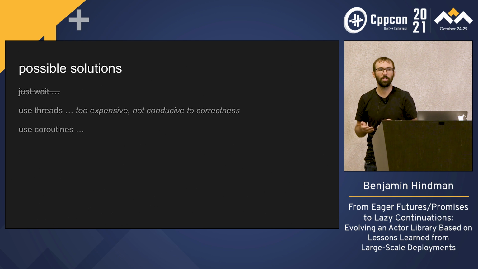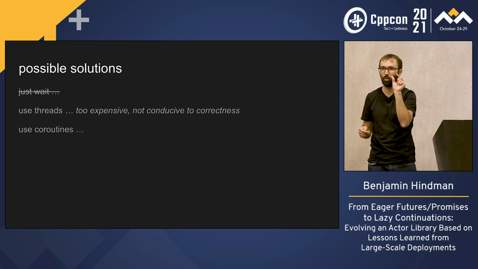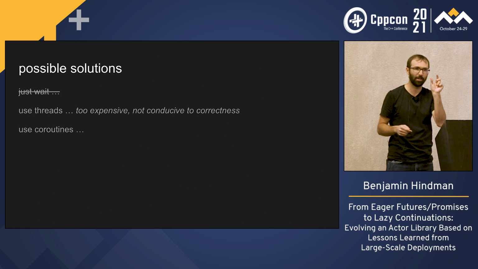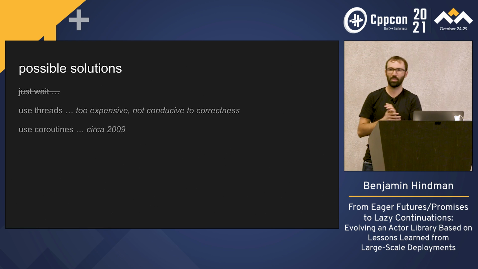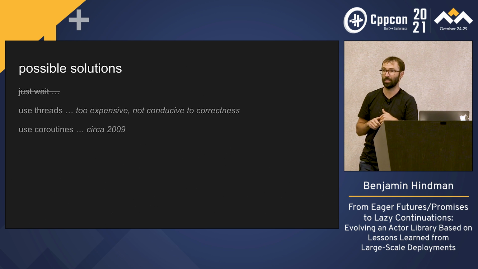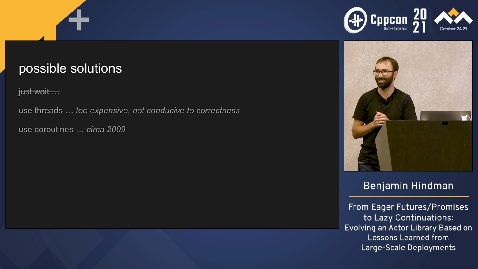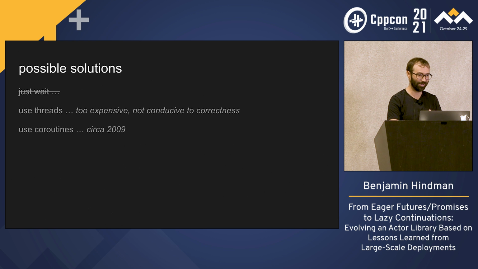We can use coroutines. The word wait is right in there. Awaitables and coroutines, the word wait is right in there. That's what you're having to deal with, is waiting. But when we were first building this library, this was circa 2009. This was actually pre-C++11. So it was a long time ago.